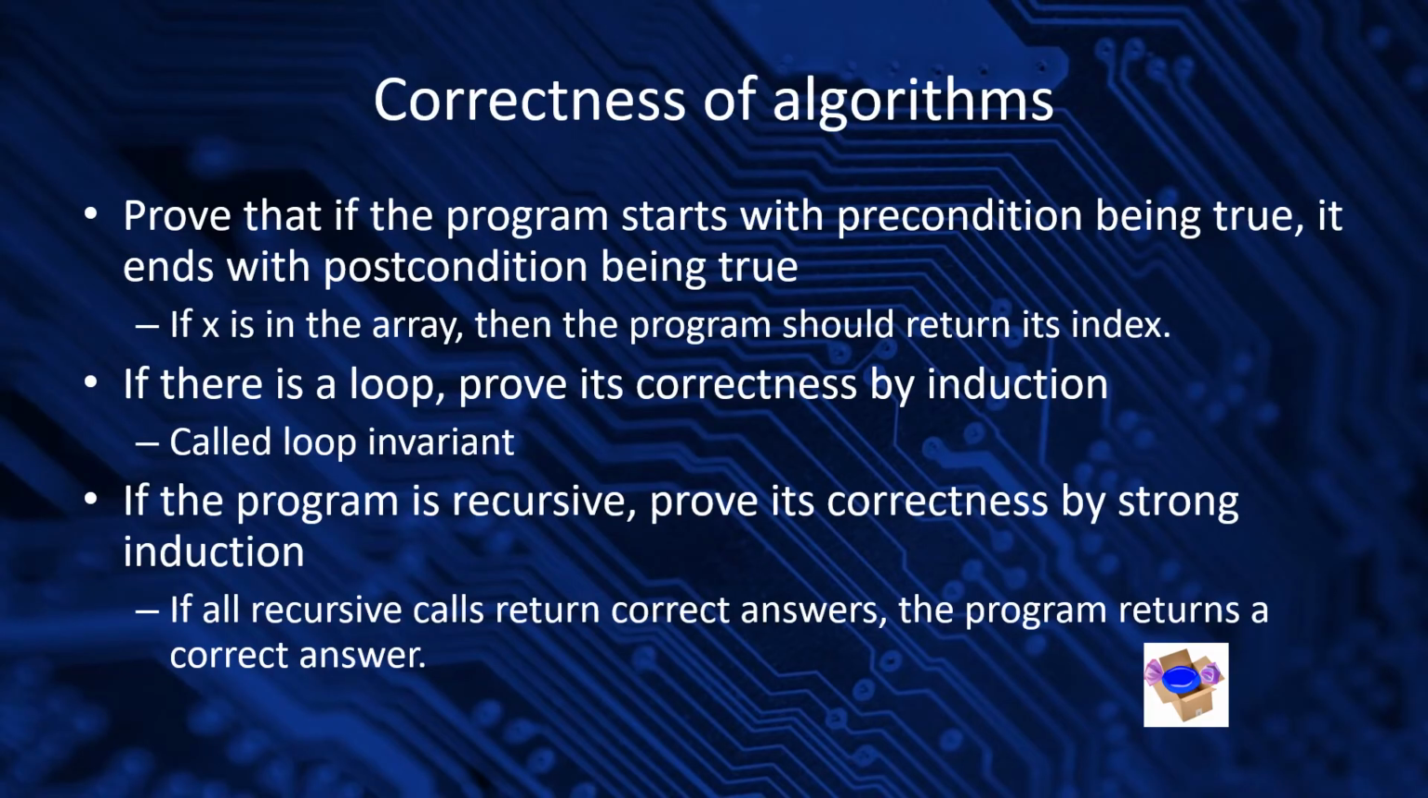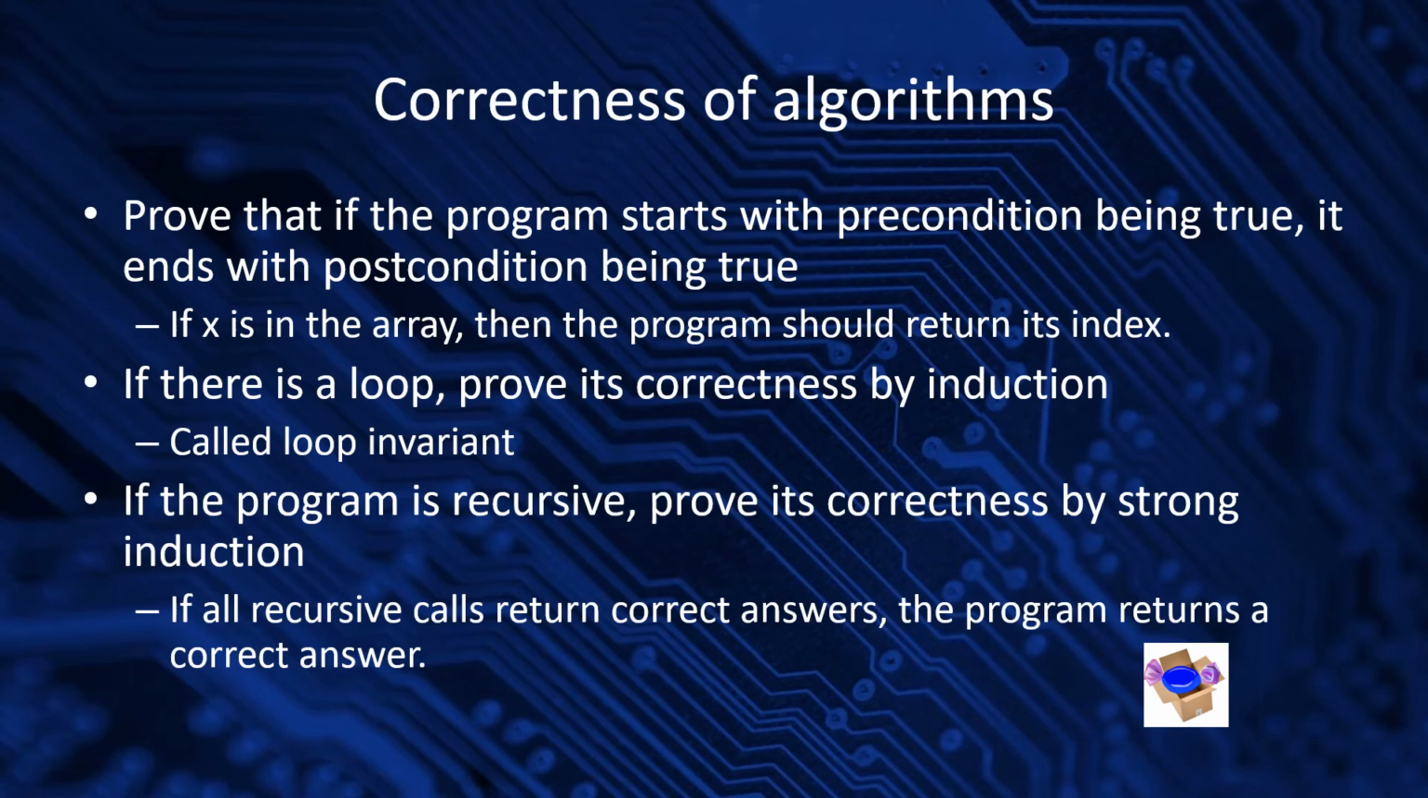Okay, so just to give a very, very brief summary, to prove correctness of an algorithm, correctness of a program, first you need to show that if you start with the precondition being true, then after running the program, you end up with the postcondition being true. If the array is not empty and x is somewhere in the array, then after the program stopped, it returns a number which is the index of a cell in the array which contains x.